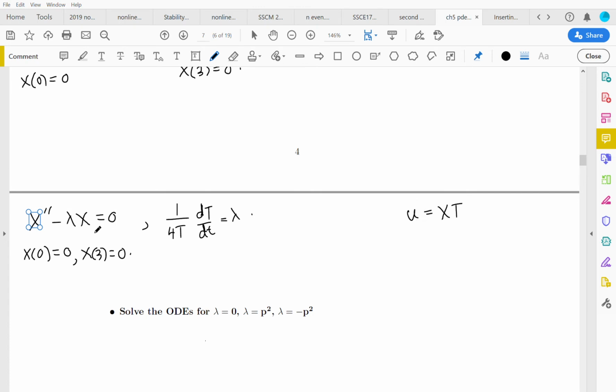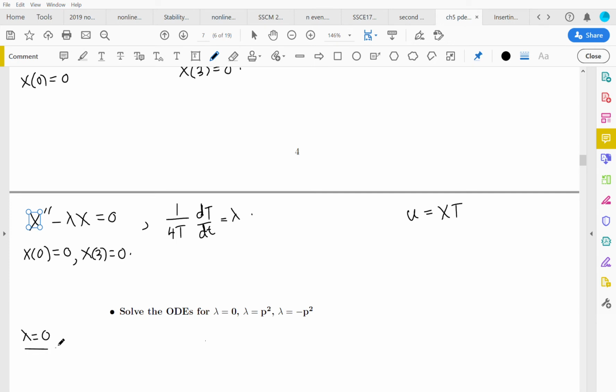But in this equation, there appears a lambda constant, an unknown constant. So there are three possibilities for that constant. It can be 0, it can be positive or negative. For the positive case, we will set lambda equal to positive p square. For lambda negative, we will set it as negative p square. So for this equation, we have to solve for these three cases, and later we will have three cases of solution for u as well. So beginning from lambda equal to 0.